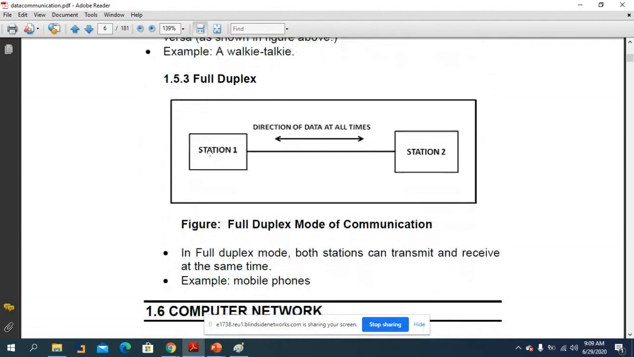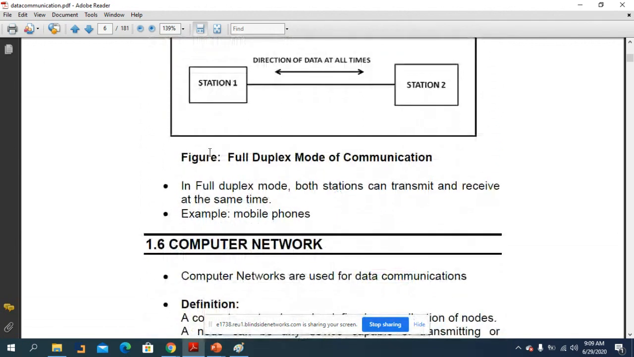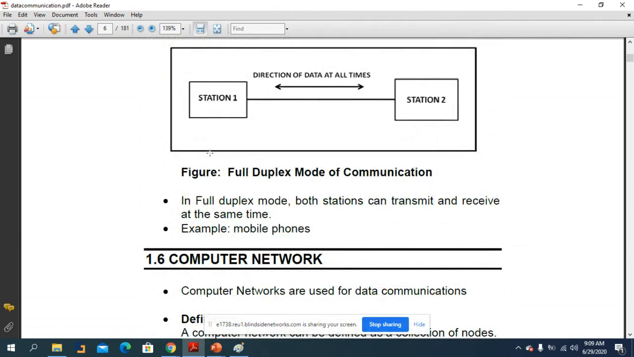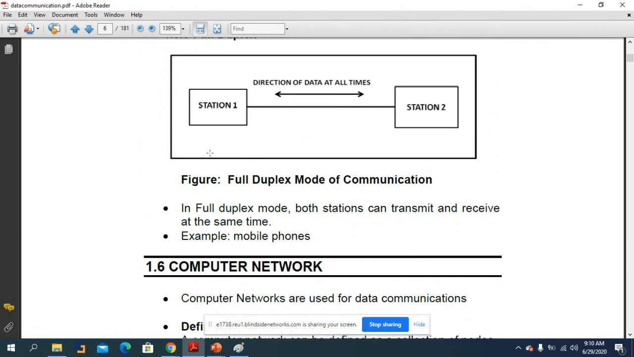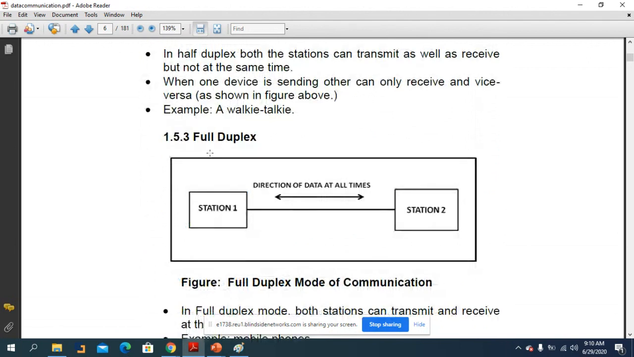So in this case, one example is the mobile phone, which allows you to communicate. Maybe it's like we are fighting, and when we are fighting together, I am giving you a message at the same time you are giving me one. So we don't have a form of communication, we don't have a step or a procedure of communication. So in that case, we say we are using what you call a full duplex.